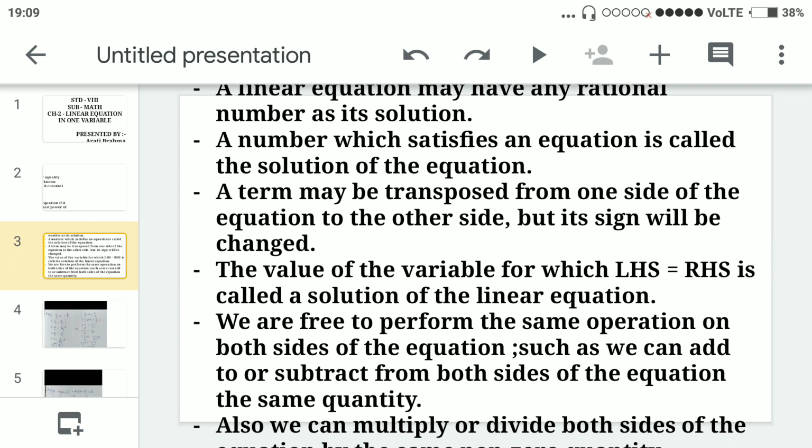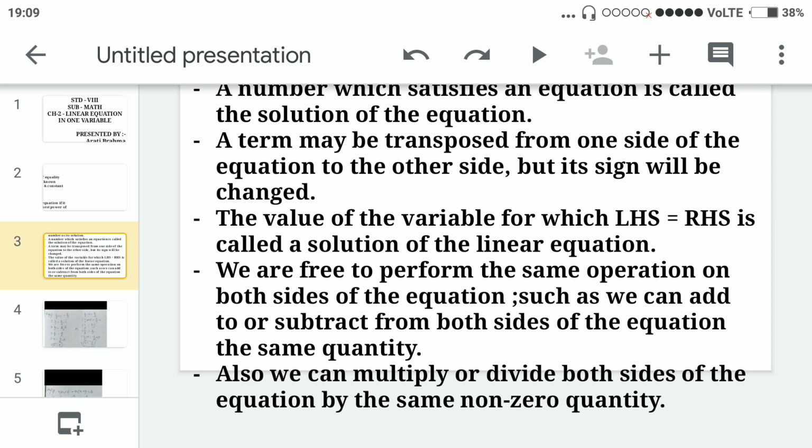Fine. Then a term may be transposed from one side of the equation to the other side, but its sign will be changed. Transposed means what? It can be transported. It means if certain things are present on the left hand side, they can be shifted to the right hand side, and vice versa. From the right hand side, we can shift to the left hand side, but with one condition: the symbol must be changed.